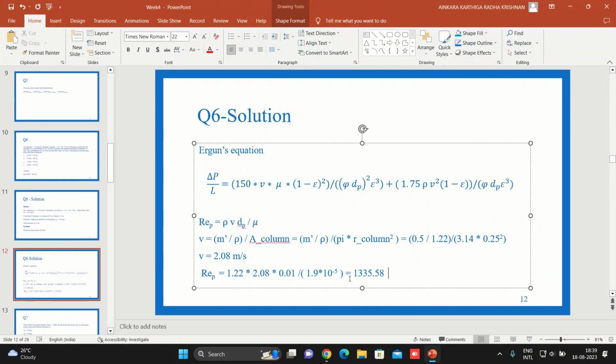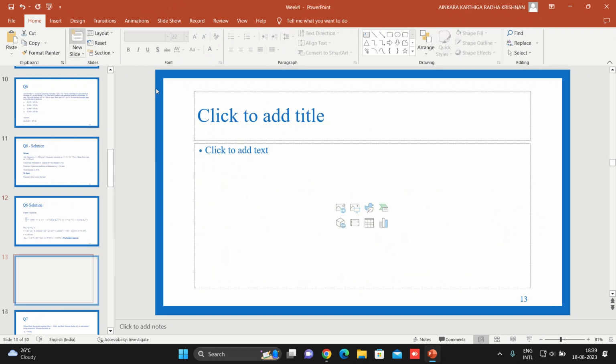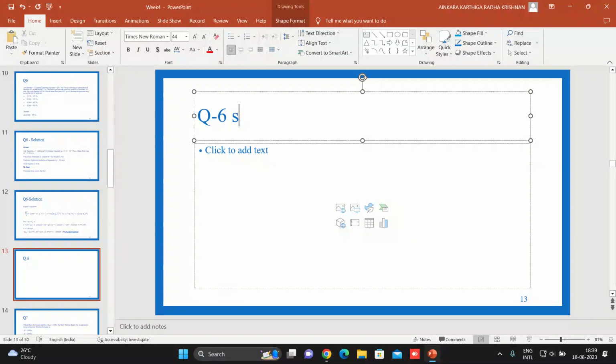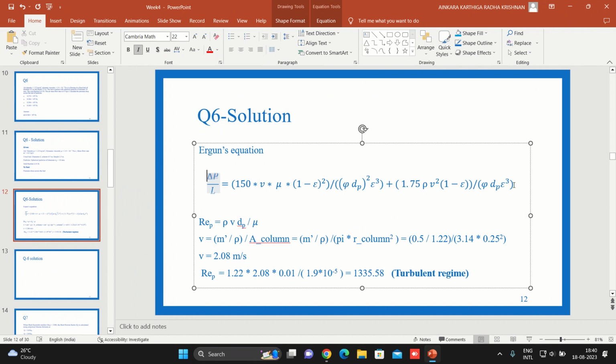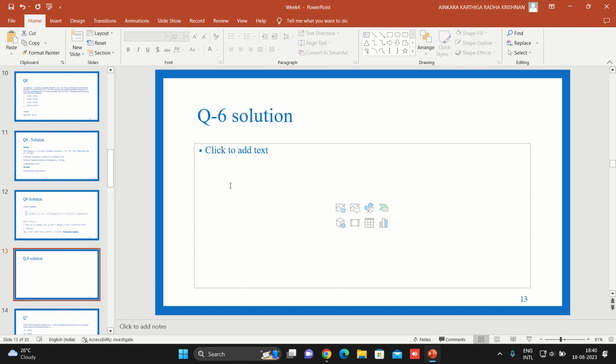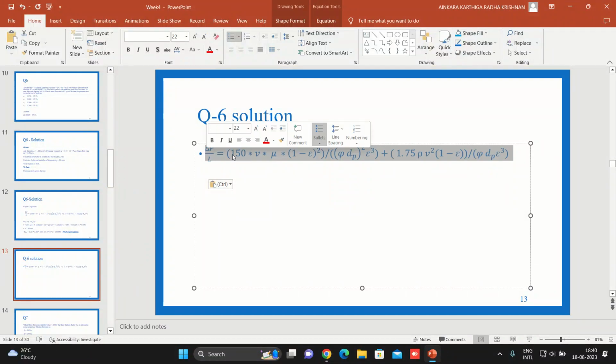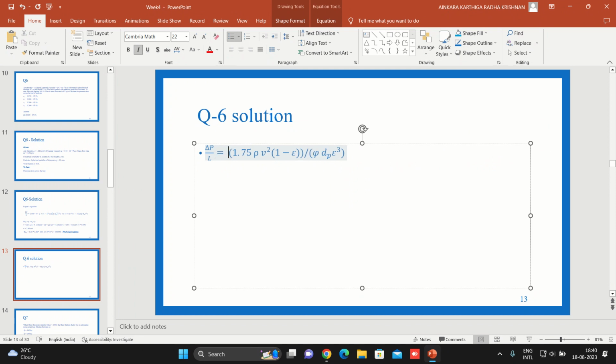So what does it mean? It is greater than 500. So this is the turbulent regime. So it is sufficient if we use the second part of the equation alone. That is, we need not go for the first part. Up till this part is sufficient. So now we'll substitute everything over here and we'll find the value.